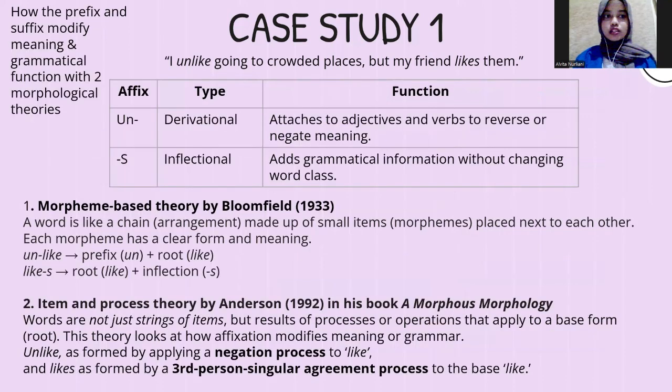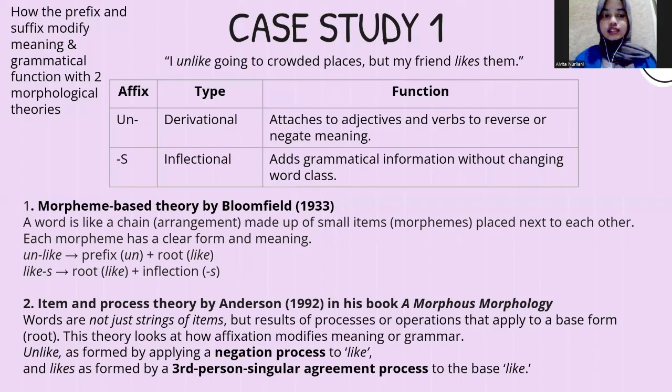This slide explains how the prefix and suffix modify meaning and grammatical function with two morphological theories. In this table, I put two affixes, un and s. So the first one is un with the type of derivational morpheme, and its function is to attach to adjectives and verbs to reverse or negate meaning. And then the affix s has the type of inflectional morpheme, whose function is to add grammatical information without changing word class.